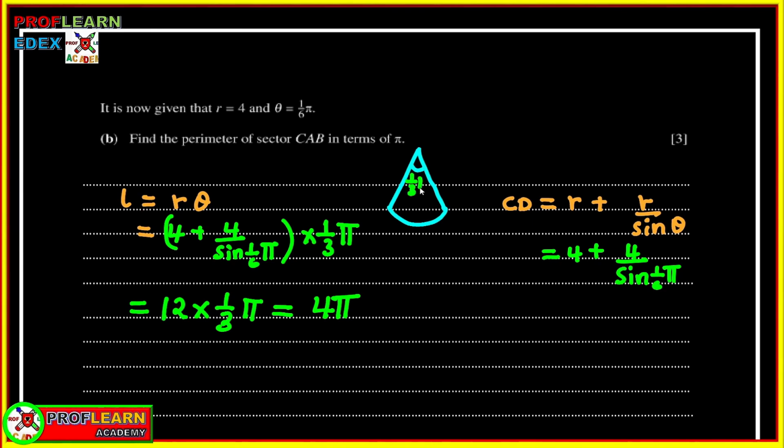But remember, if you are finding perimeter, perimeter is the distance around, so we are going to add 12 plus 12 plus 4 pi, which is going to translate to 24 plus 4 pi.